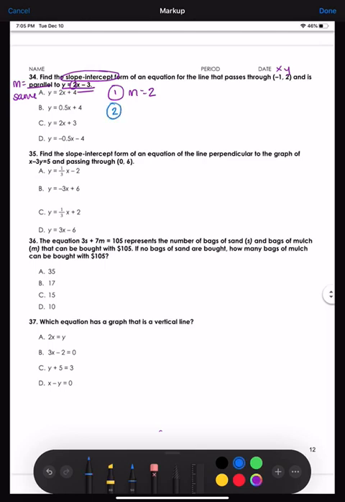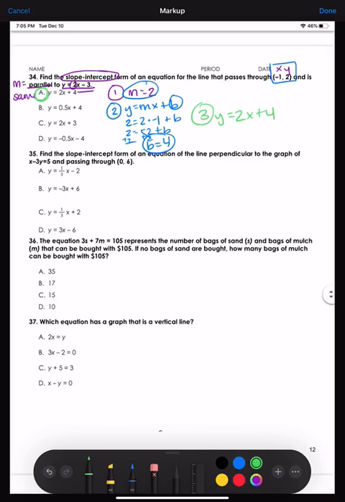Now that I have my slope and I also have a point, I can plug those in to find b. So I'm going to plug in 2 equals 2 times -1 plus b. 2 equals -2 plus b. I add this to both sides, and I get b equals 4. So I have m, I have b, plug those in. y equals 2x plus 4, which is A.